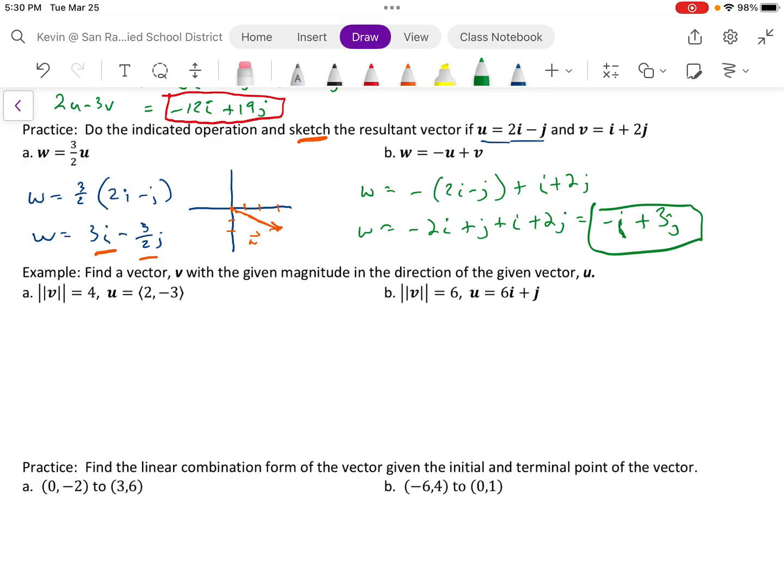Boy, there's a lot here. Let's see if we can zip through these last few. Oh, this is a little interesting, because it wants us to find the vector v with the given magnitude and the direction. Okay, so this one's a little different.